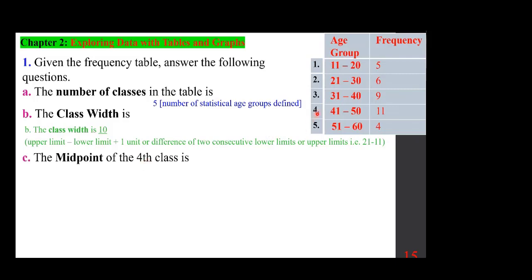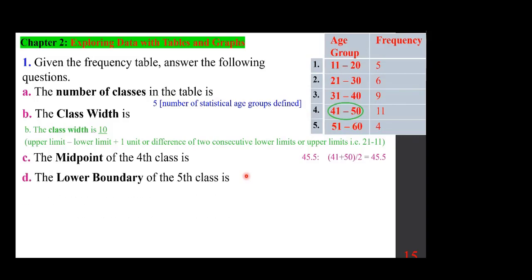Lower boundary of the 5th class, first you find the 5th class, and here's the lower limit. So to find the lower boundary, you have to add these 2 and find the midpoints. In other words, these 2 pieces, add them up, divide by 2, and this is the lower boundary of the 5th class as well as the upper boundary of the previous one, the 4th class.